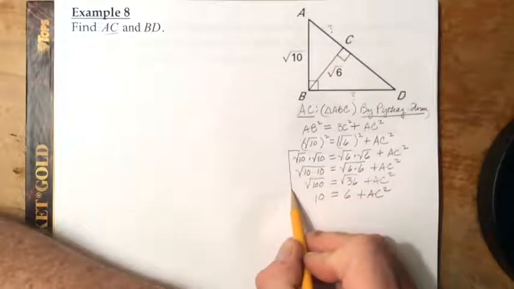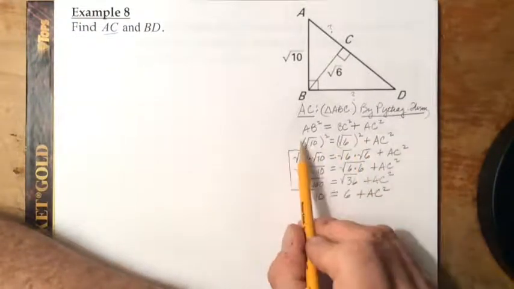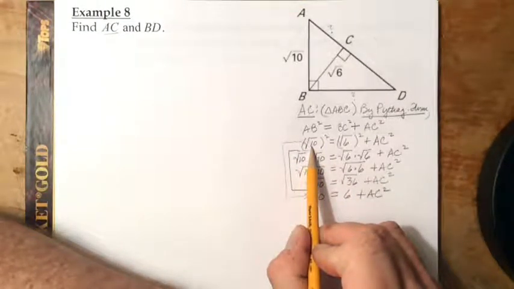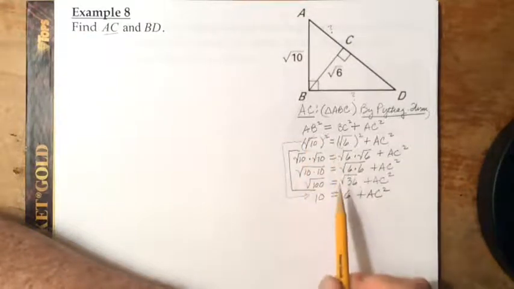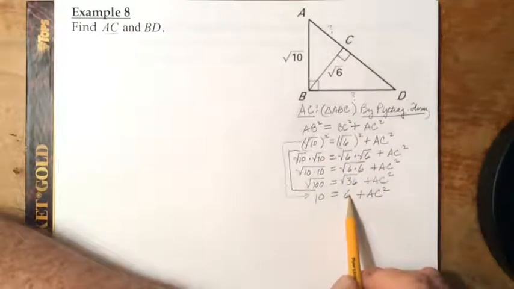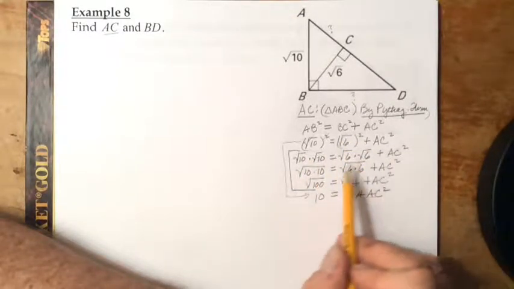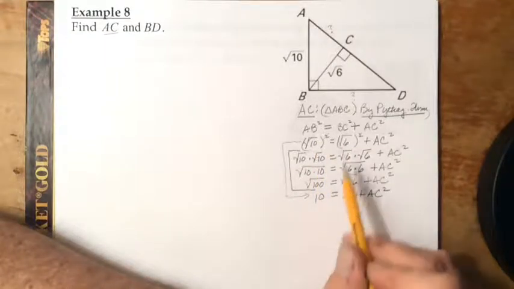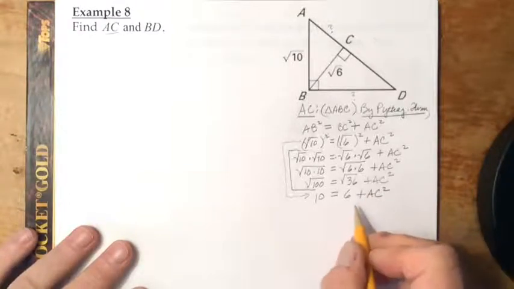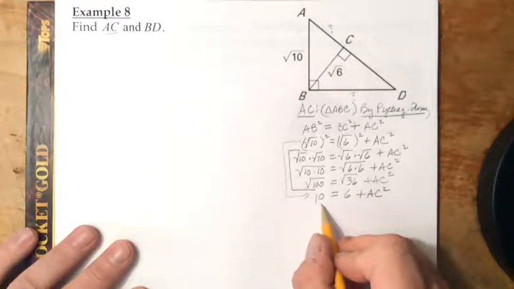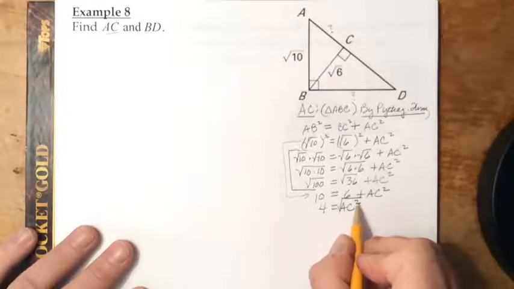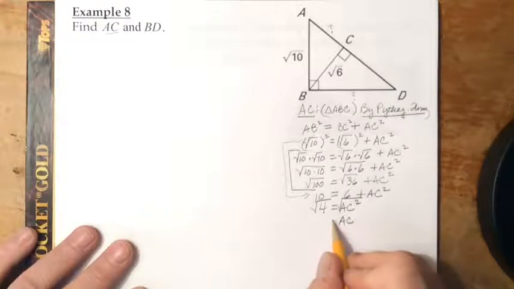These 3 steps right here, you should be able to start going from here to here. Notice that you square the square root and look what happens. The square root and square disappear and you're left with 10. The square root and square disappear, you're left with 6. So these 3 steps can be eliminated if you understand this property of square roots and squares. Continuing the problem, we subtract 6 from both sides and we get 4 equals AC squared. Take the square root of both sides to get rid of the square, and AC is equal to 2.